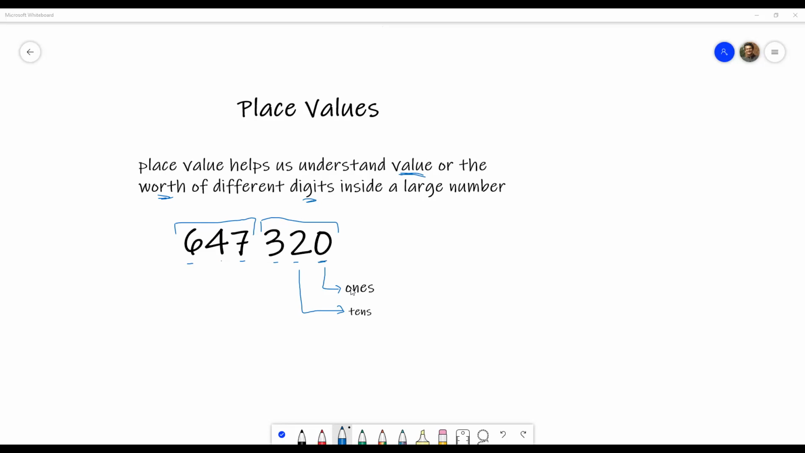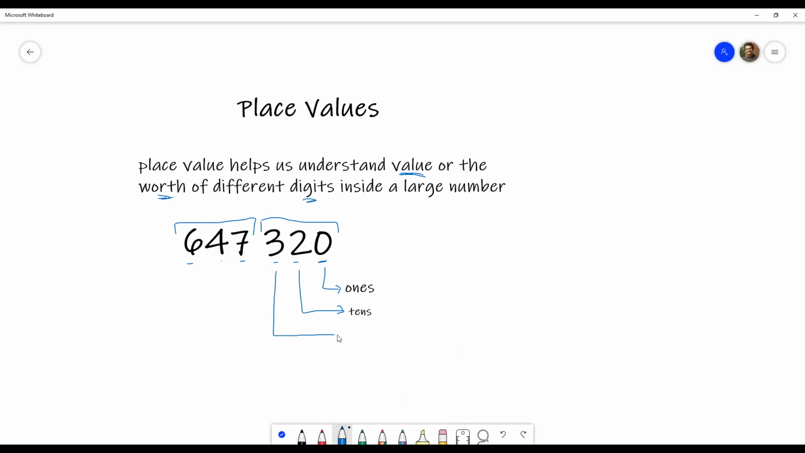So again, for you, I'll repeat. This is a large number. Okay. 647,320. How did I pronounce it? Because I know the value of these digits. It says in the beginning, place value helps us understand the value or the worth of different digits inside a large number. Okay, so that's what I said. That's it. You didn't miss anything more than that.